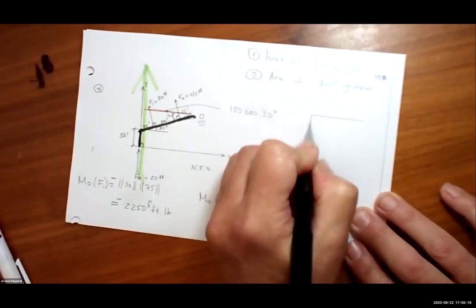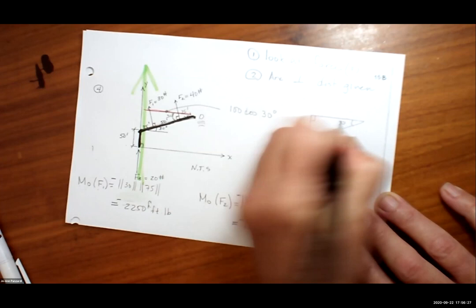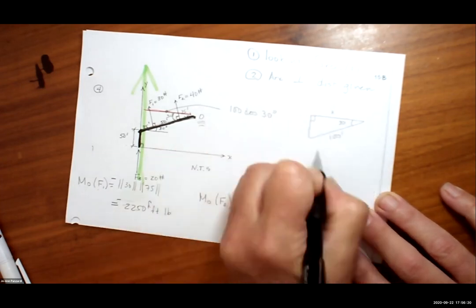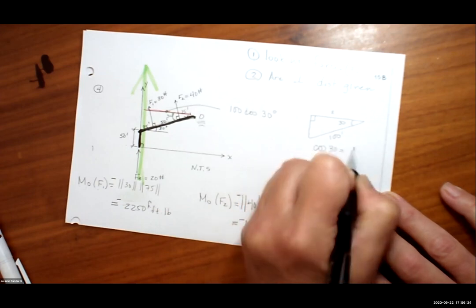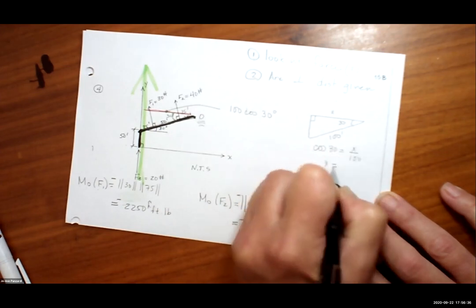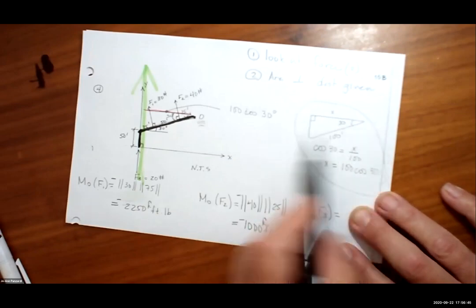So let's do it math-wise. We have this triangle. It's a right triangle. This is 100 feet, right? We know this angle is here. We want to find out what this value is. Well, the cosine of 30 degrees equals x over 100. So x equals 100 times cosine 30, right? We know this from trig. Is everybody with me? Yeah.